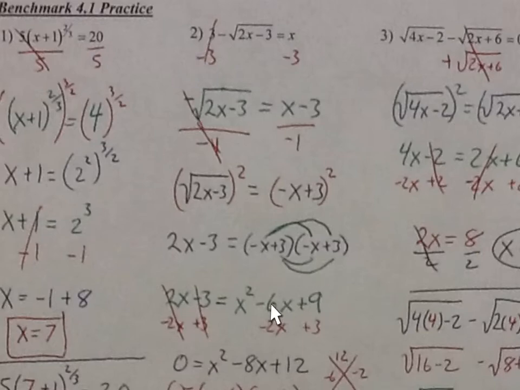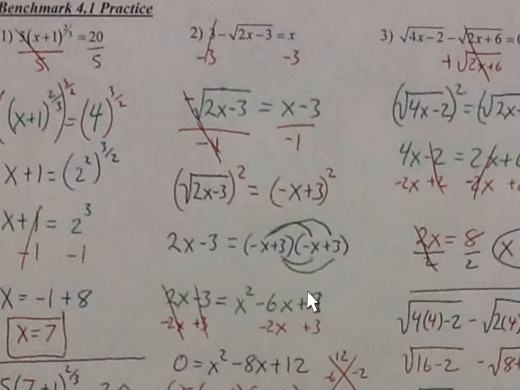Now again, where to get negative 6x? Negative x times 3 is negative 3x. 3 times negative x is negative 3x. I combine those negative 3x's to get negative 6x. So that's the right side when I FOIL this. The left side stays the same.